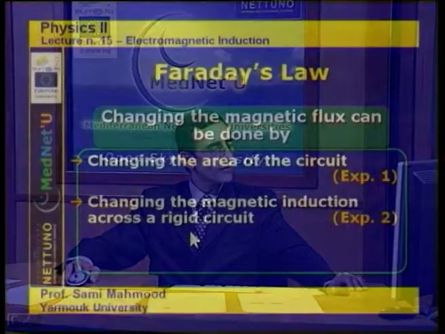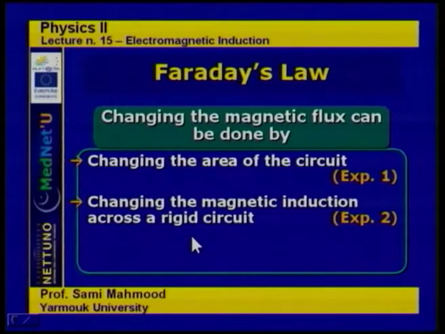We can change the magnetic flux by changing the magnetic induction across a rigid circuit. The rigid circuit has a constant area, but if we change the magnetic induction within that area, since again the flux is magnetic induction multiplied by area multiplied by the angle between them, then changing the magnetic induction itself would produce a change in the magnetic flux across the area. And that was done in experiment number 2.